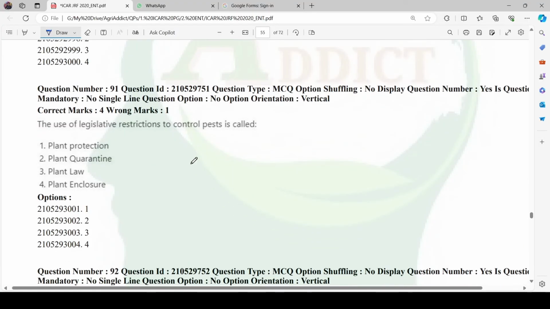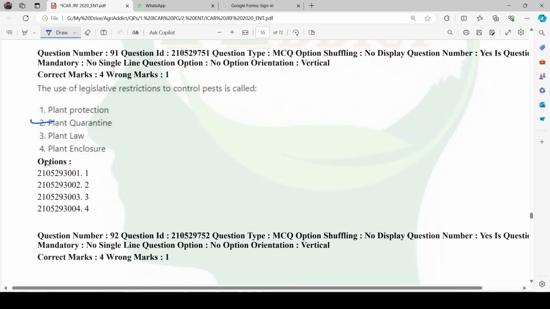The use of legislative restrictions to control pests is known as plant quarantine. Very easy question. In quarantine, we mainly use several legislative restrictions for preventing plant pests from being introduced from one country to another country or one state to another state.